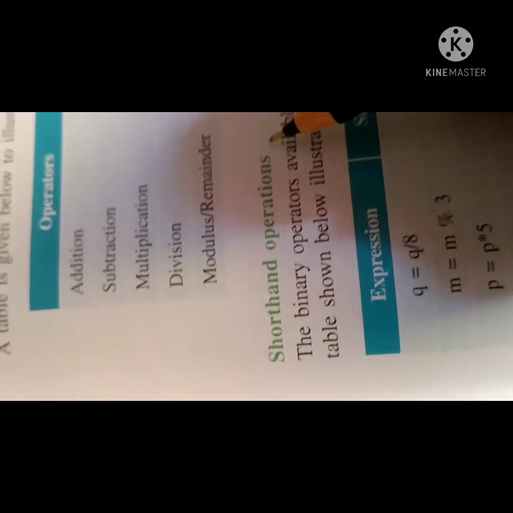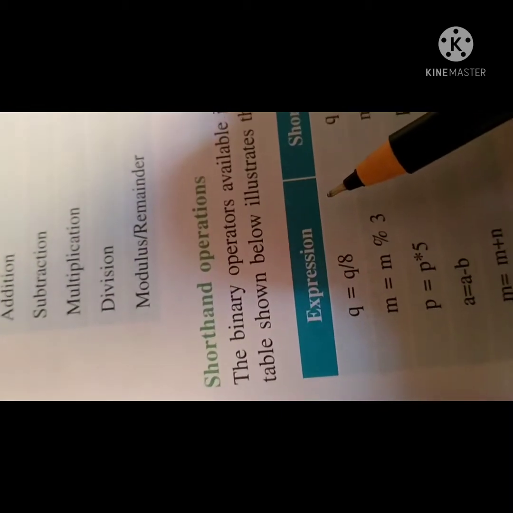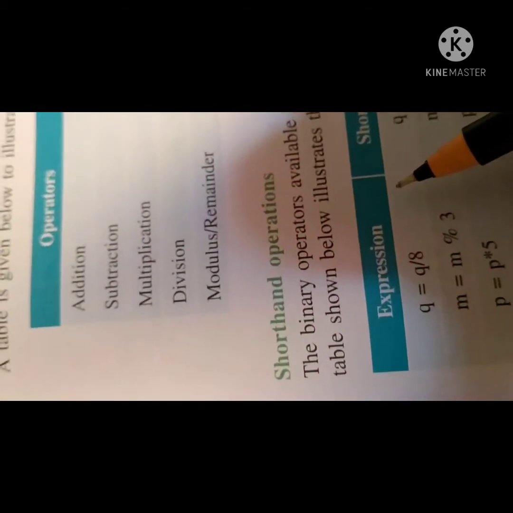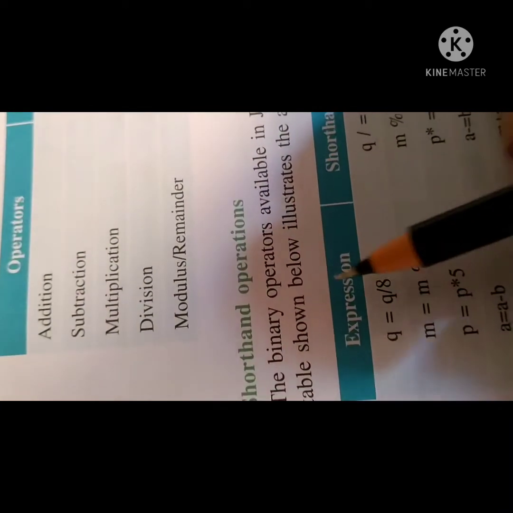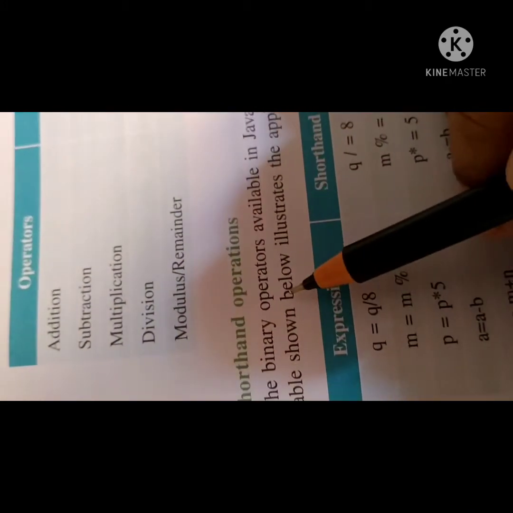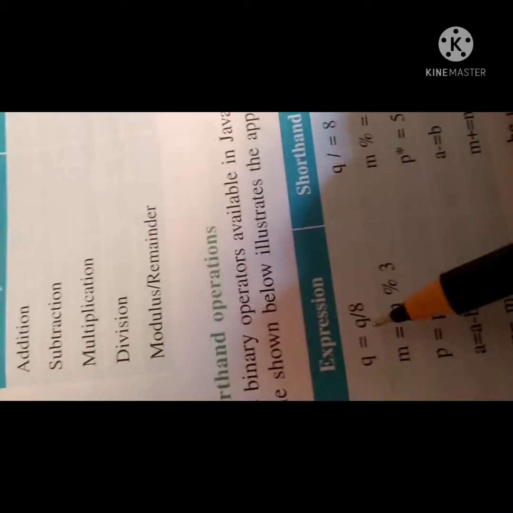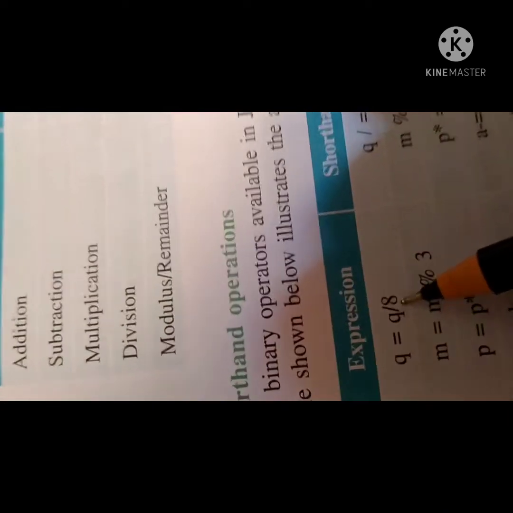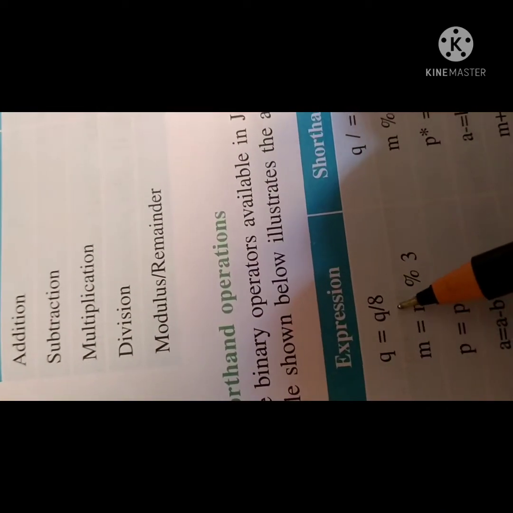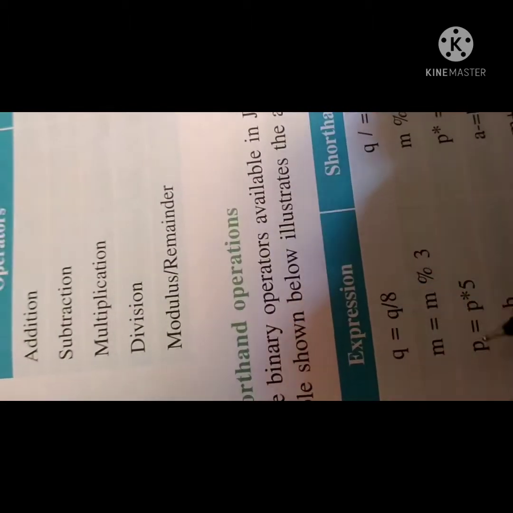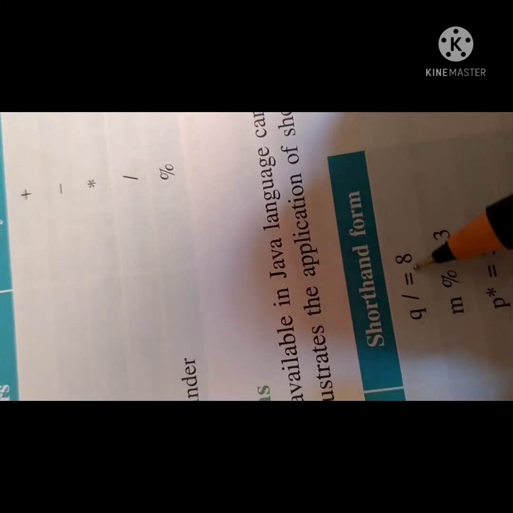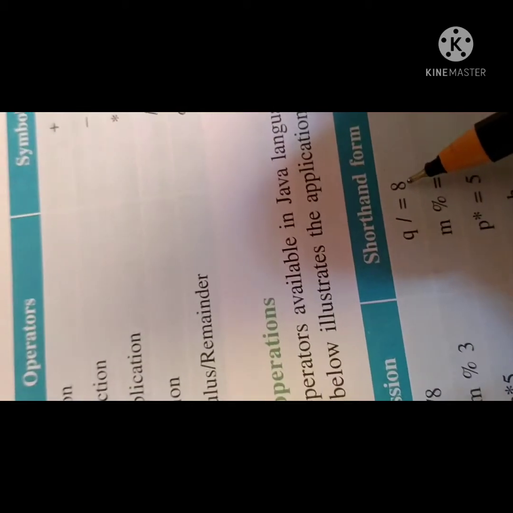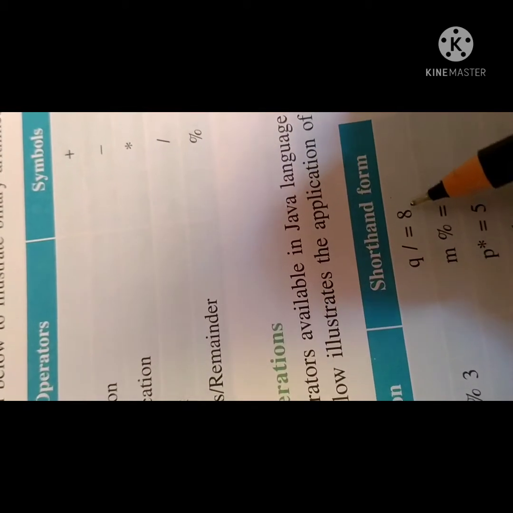Shorthand operations. Now we will understand shorthand operations. We can make our work shorter with the help of shorthand operations. In Java programming, suppose we have the binary operation q equal to q divided by 8. Then we can write this as q divided by equal to 8. This is the shorthand form to write any arithmetical operation in Java programming.